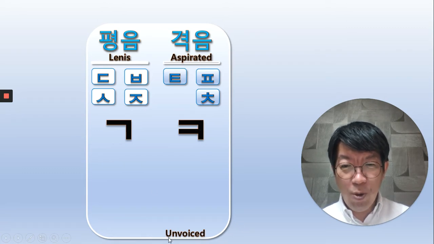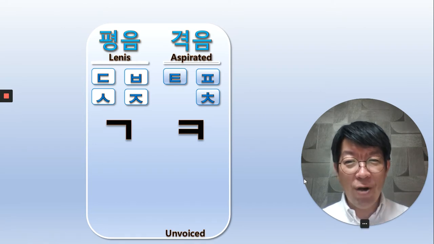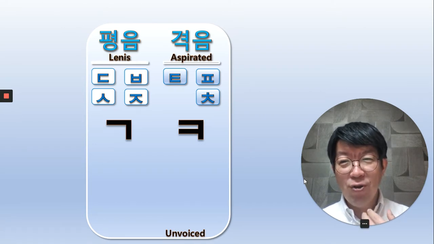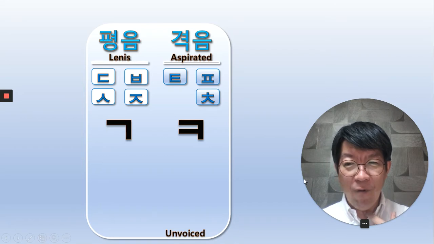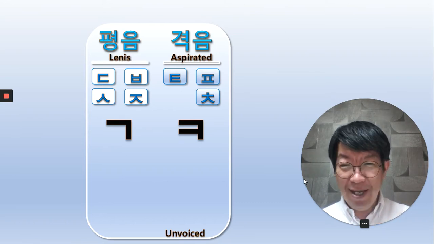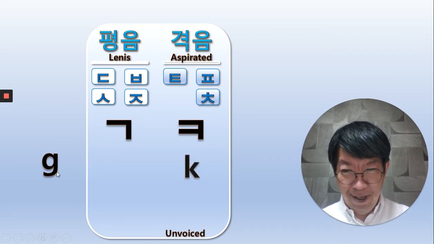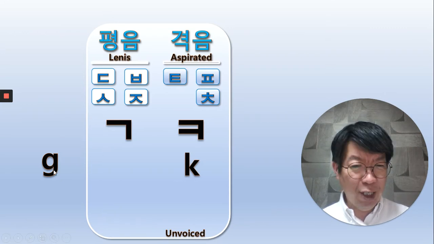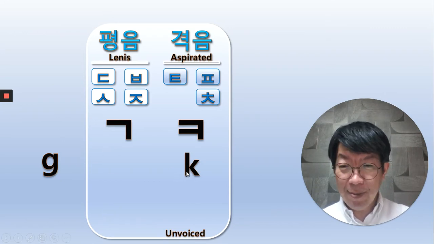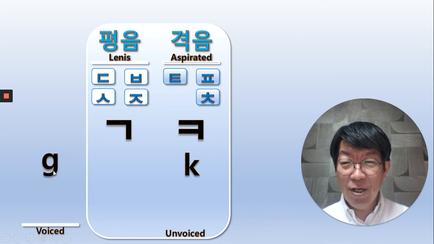Okay. These are all unvoiced. So when we pronounce these consonants, we don't use our voice. There is no vibration of the vocal cords. So like ka, ka, ka, no vibration. In English, the similar sound is g, g, g, and k. What is the difference between English g and k? The difference is g is voiced and k is unvoiced.